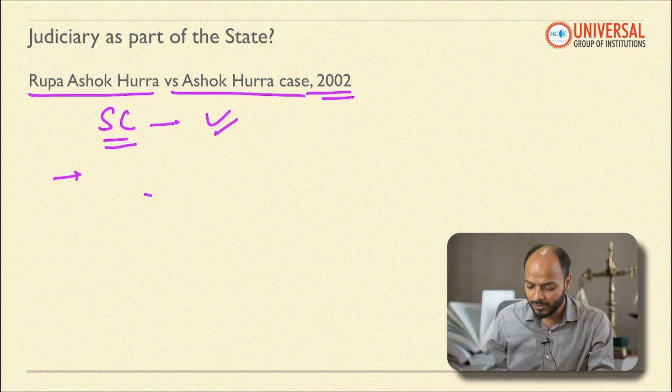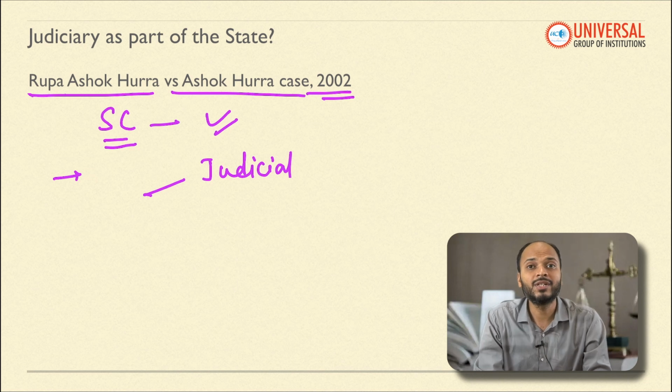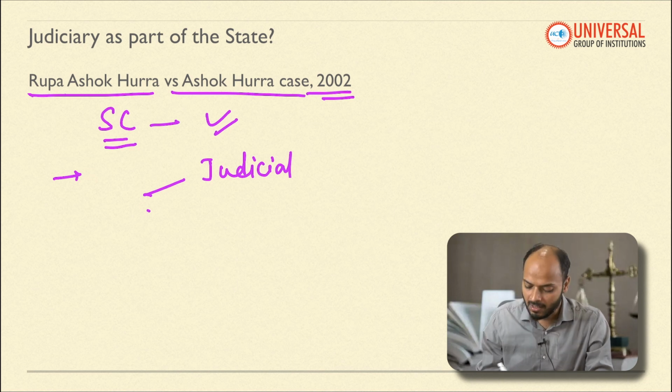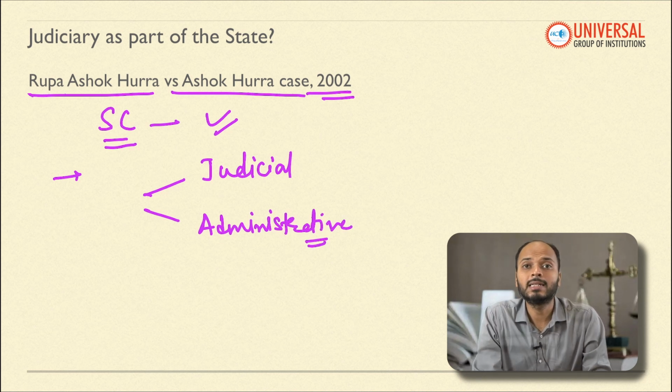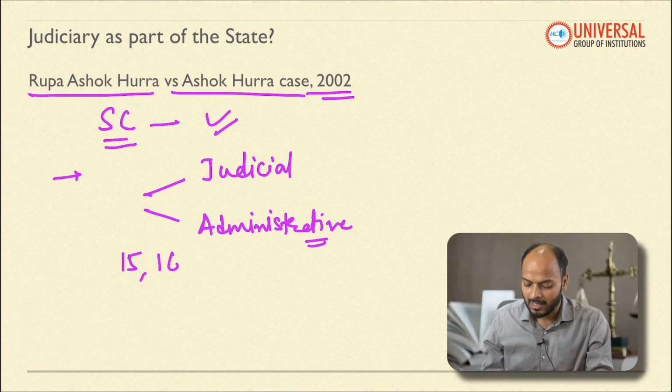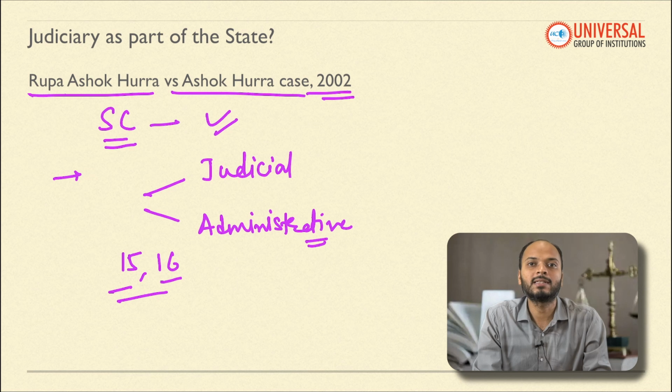It has said that when judiciary performs judicial work, then judiciary shall not be considered as part of state. But when judiciary is performing some administrative work, then judiciary can also be considered under the definition of state in Article 12. Meaning, for example, the Supreme Court has its own staff. If the Supreme Court is recruiting its staff members, then the Supreme Court shall also be giving reservation under Article 15 and 16, because all public bodies have to give reservation under Article 15 and 16.